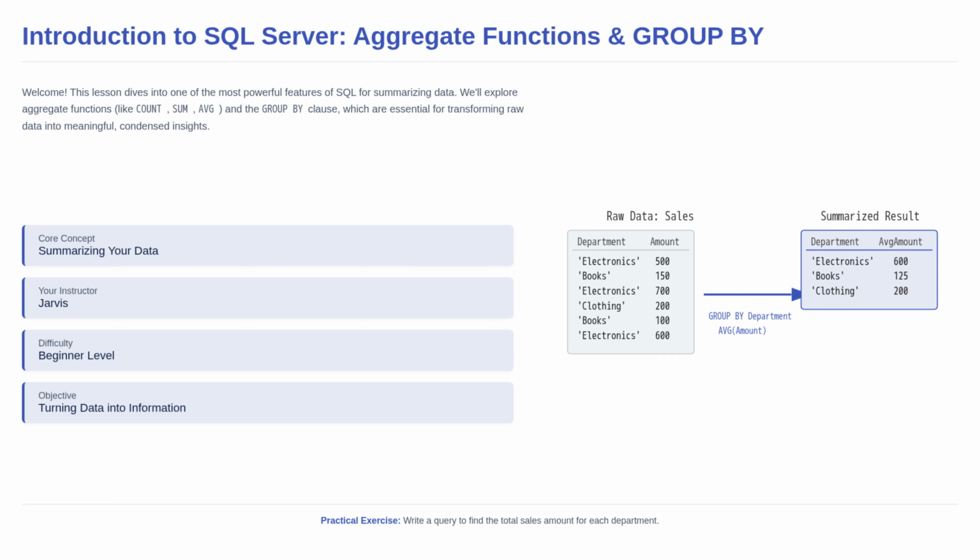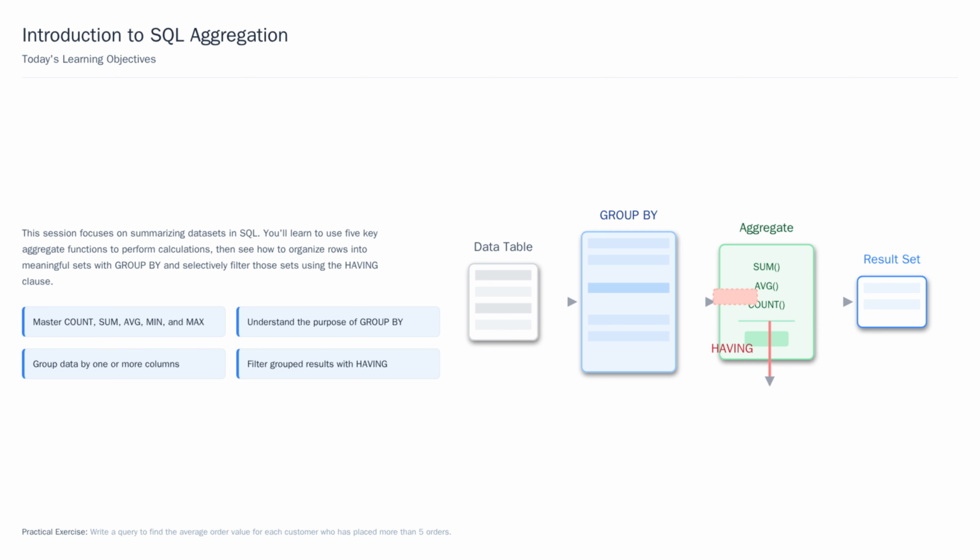of SQL, summarizing data. We'll explore aggregate functions and the GROUP BY clause, which are essential for turning raw data into meaningful insights. By the end of this 22-minute session, you will be able to confidently use the 5 key aggregate functions to summarize data, understand how to group that data for more granular analysis using GROUP BY, and finally, filter those groups with the HAVING clause.